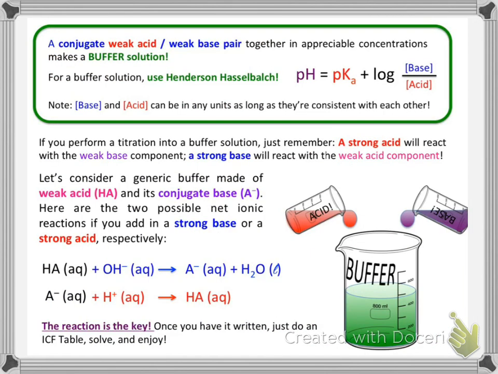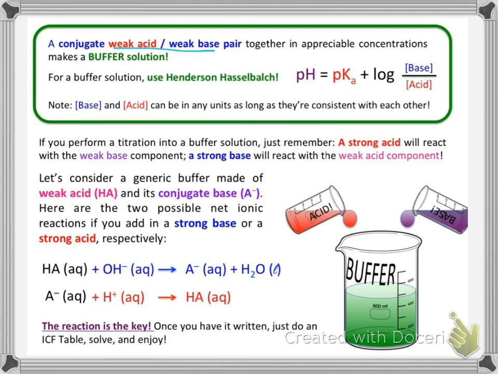So now we can think about making buffers. The key to a buffer is having either a weak acid or weak base present with its conjugate. So you need to have both the weak thing and its conjugate in similar amounts. Doesn't have to be exactly the same, just similar.